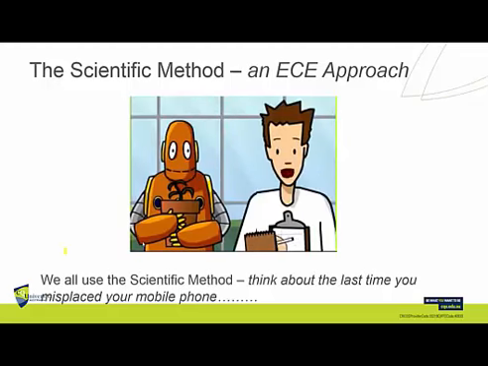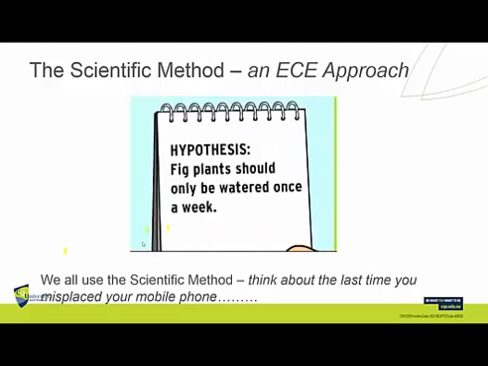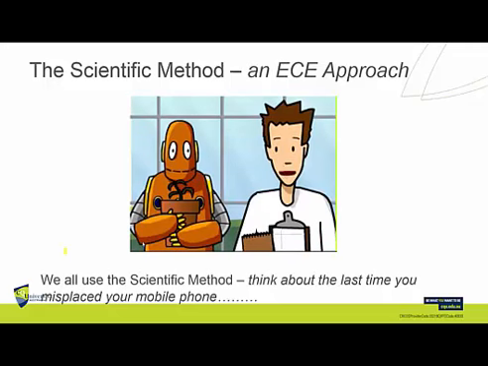Now we translate our inference into a hypothesis. Well, a hypothesis is any statement we can test with an experiment. What about fig plants should only be watered once a week? Well, sure, it's just a guess, but after our observations, at least it's an educated guess. We'll need to come up with an experiment to test this hypothesis.